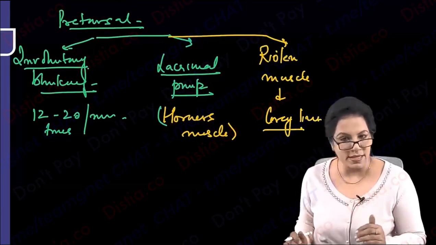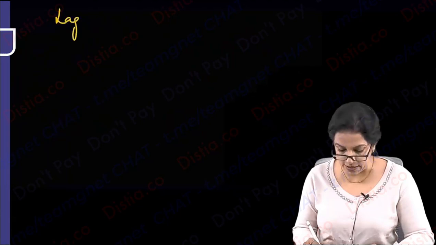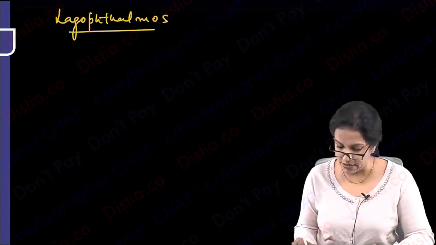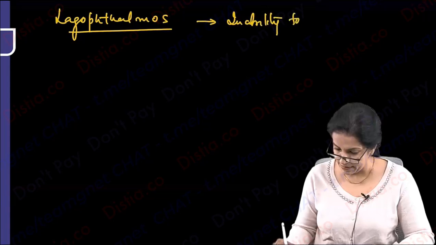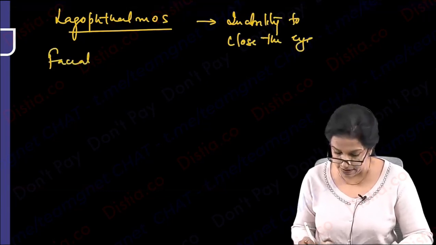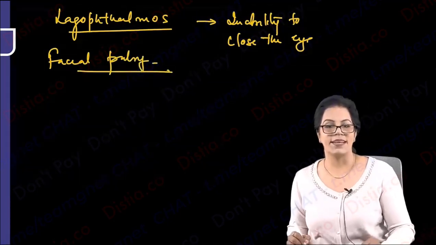That was your anatomy. And what is the inability to close the eye known as? We all know, we call it lagophthalmos. When the eye cannot close, we call it lagophthalmos. Inability to close the eye. Right? This will happen in facial palsy, that is 7th nerve palsy. It's a feature of 7th nerve palsy which supplies the orbicularis oculi.